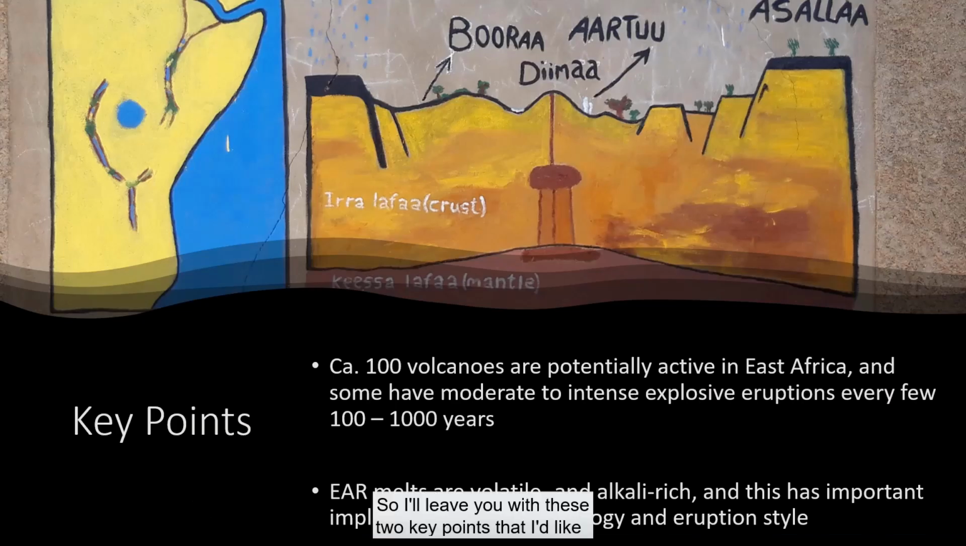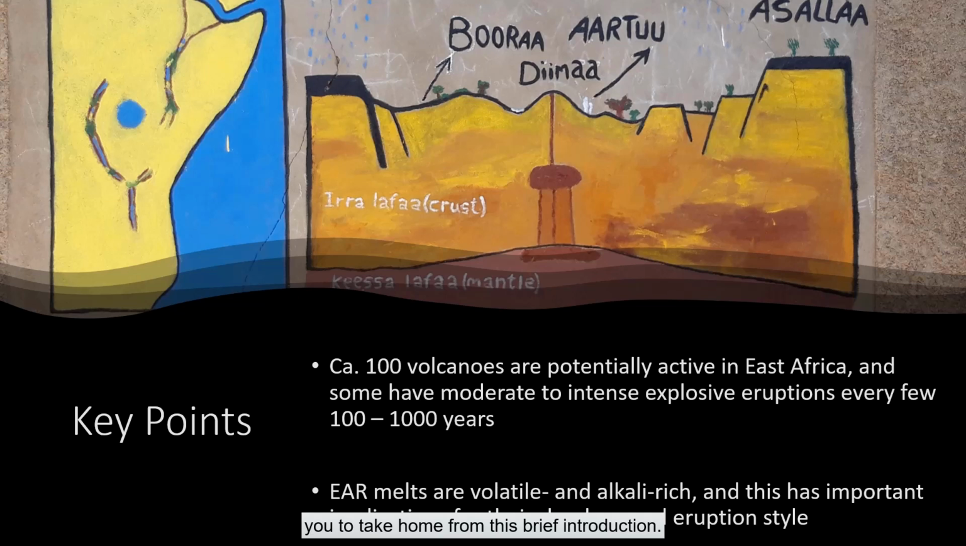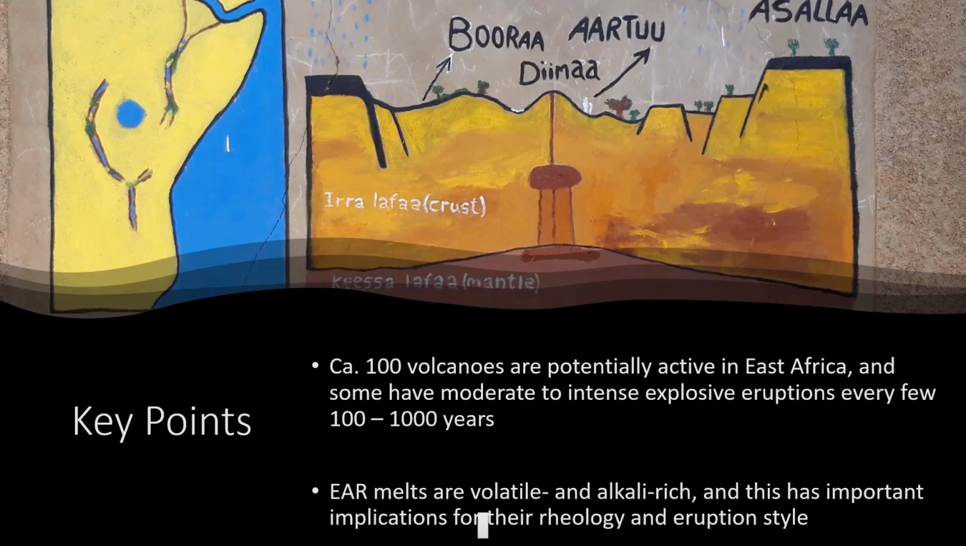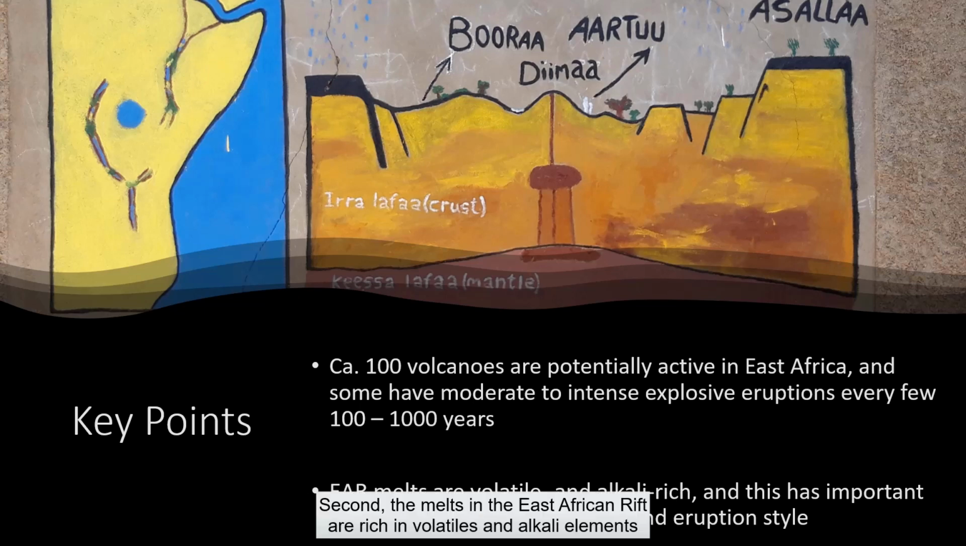So I'll leave you with these two key points that I'd like you to take home from this brief introduction. First of all, there are about 100 volcanoes that could still erupt in East Africa, and some of them have moderate to intense explosive eruptions every few hundred to 1,000 years. Second, the melts in the East African rift are rich in volatiles and alkali elements, and this has important implications for their rheological behavior and may also lead to unusual eruption styles.